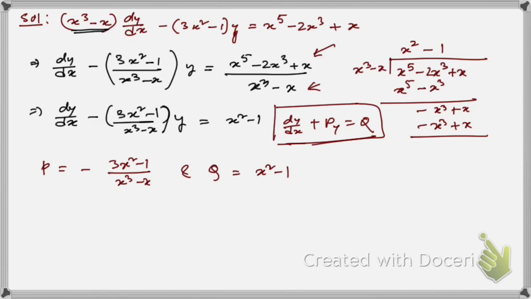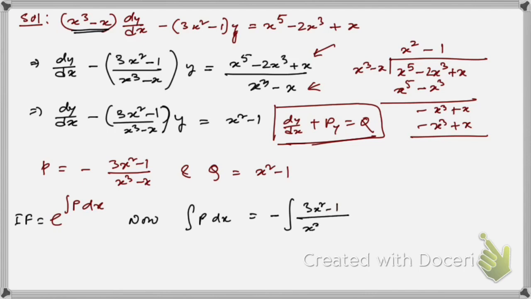So now let's find the integrating factor. Hope you know how to find the integrating factor. You know that the integrating factor is given by e to the power integration p dx, right? So first let us find this. Let me find integration p dx. This is the p, so you're going to get minus integration (3x square minus 1) by (x cube minus x) dx. That's what you're going to get, right?